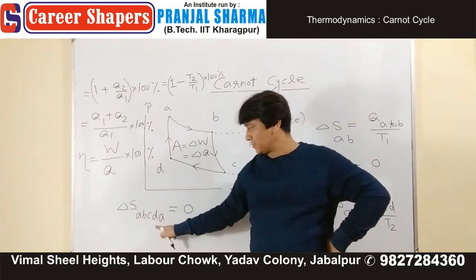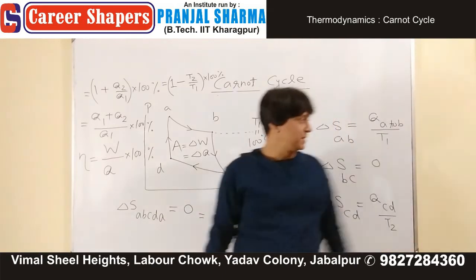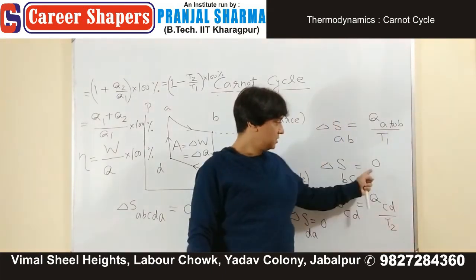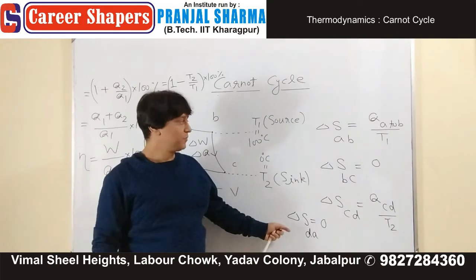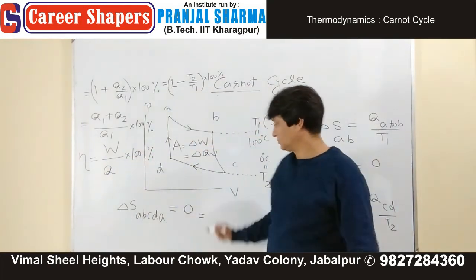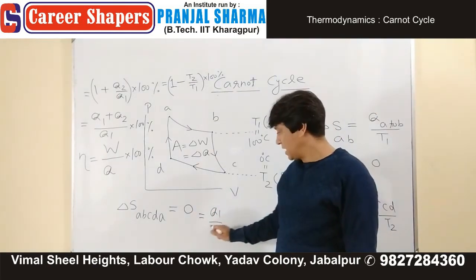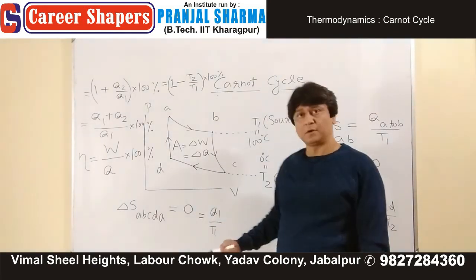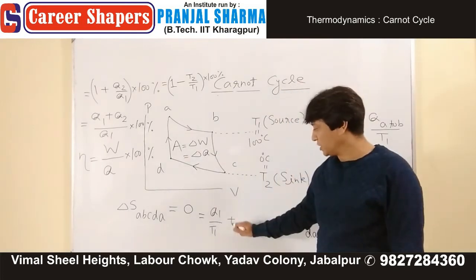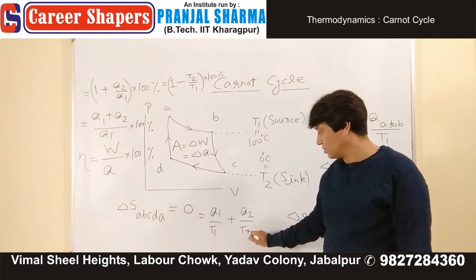But this delta S has 2 terms basically, this and this. These two being what? 0. Forget about this. What is Q A to B? Q1 divided by T1. Second thing is what? Q2 divided by T2.